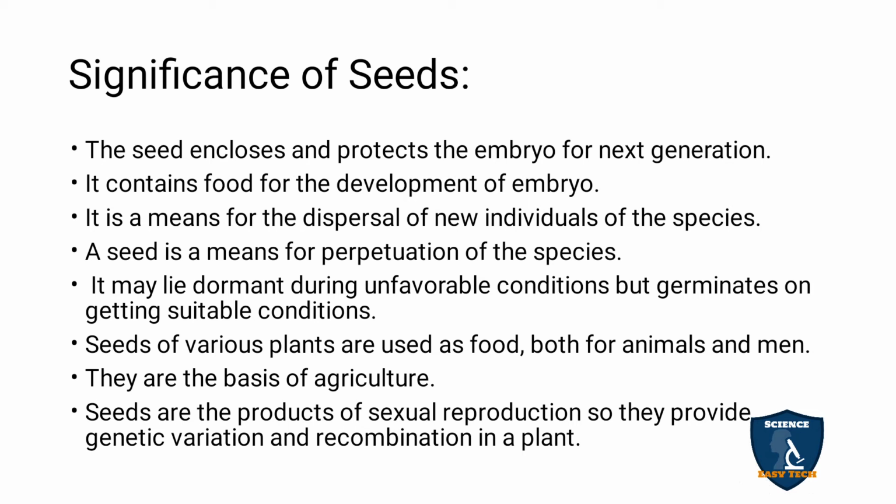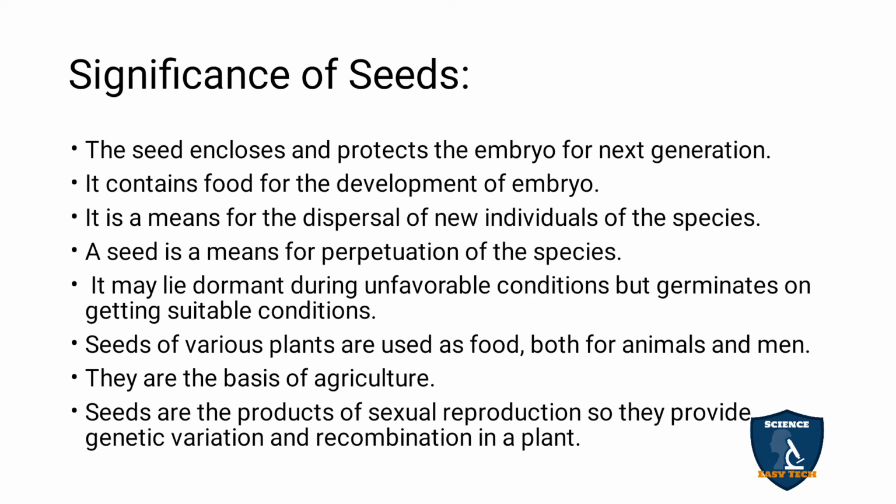It is a means for the dispersal of new individuals of the species. For example, when you are going on a tour, there you eat a mango and put the seed. So if you are taking the fruit from one place and putting the seed in another place, it germinates and grows into a mango tree. So that is the dispersal of new individuals of the species that can arise from the seed. A seed is a means for perpetuating the species. Perpetuating means the species will be perpetuated from the seed.